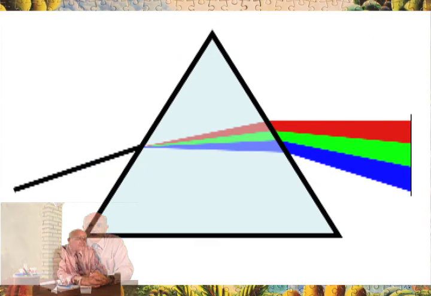Let's look at the behavior of light. As light goes into a different medium, the light will slow down or speed up just a little bit. Significant is that this difference depends upon the frequency. So some frequencies will slow down more than others.